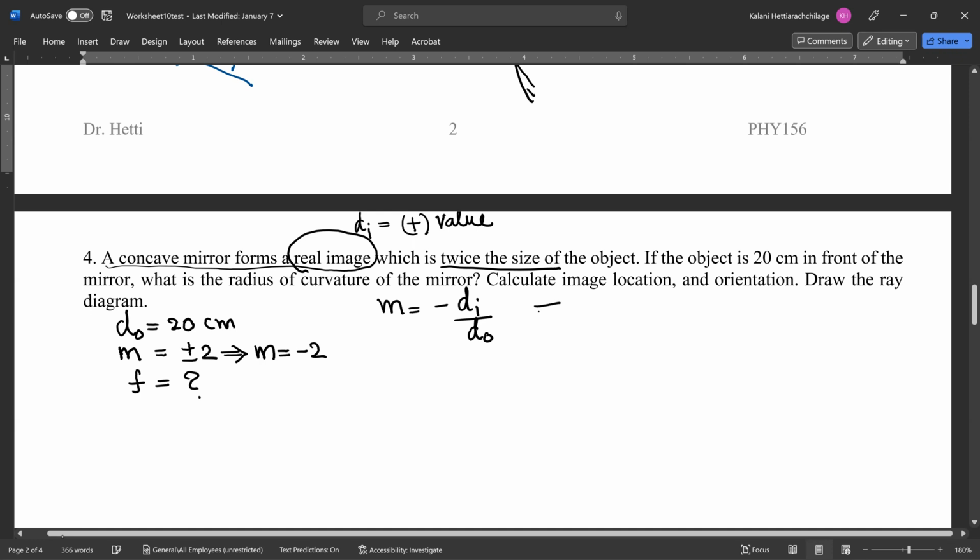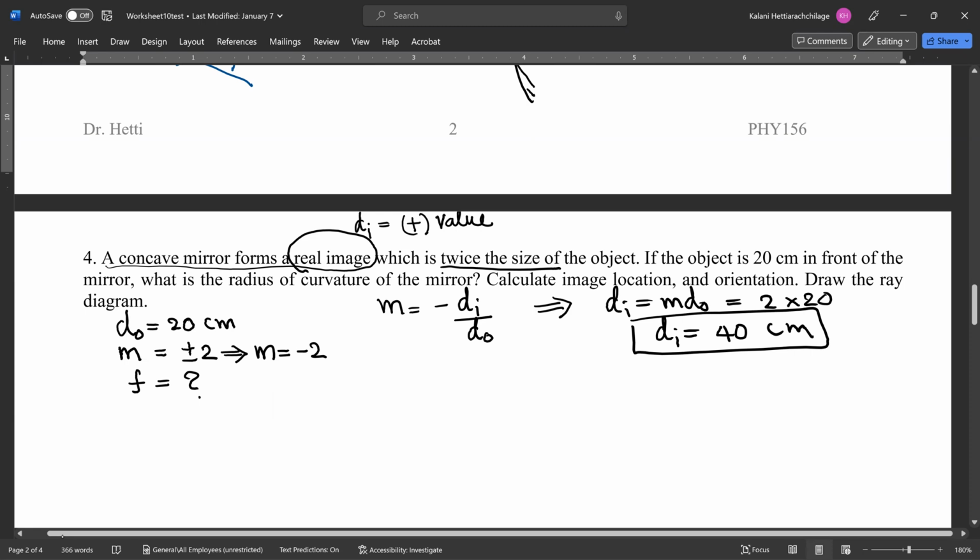So now let's plug that in here. Calculate the DI. DI equals M times D naught. So that will be 2 times, the negatives will cancel out, 2 times D naught, which is 20. And then you're going to get DI equal to 40 centimeters. Okay, but that's not what it's asking. It's also asking to calculate the image location. The image location will be this one.